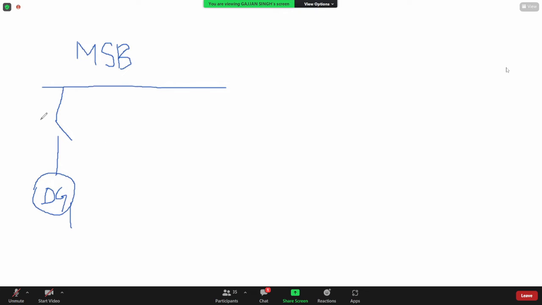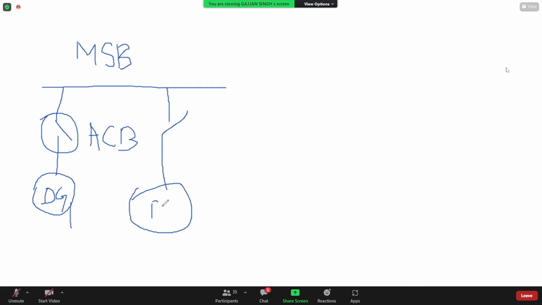Can anybody tell me what is this breaker? Name of this breaker? MCCB. No, ACB. The generator is feeding now. This is an air circuit breaker. Let us say there is another generator, and then this is DG2. Tell me the name of this air breaker. ACB, again air circuit breaker.